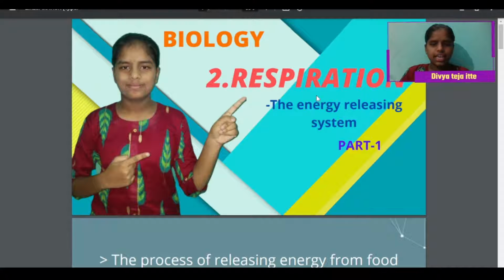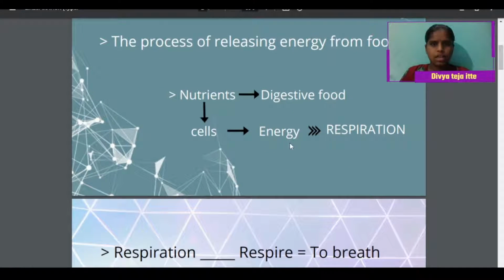Respiration. This is our second lesson, the energy releasing system. Before going into the lesson, first let us know what is respiration. Respiration is simply the process of releasing energy from food.